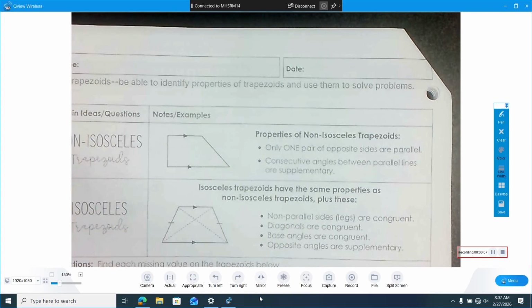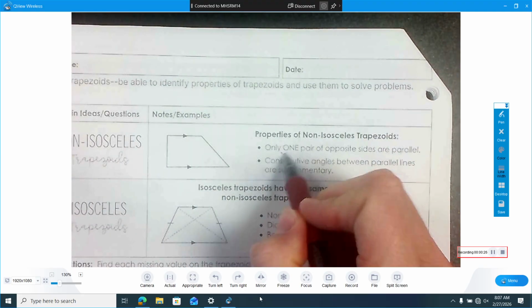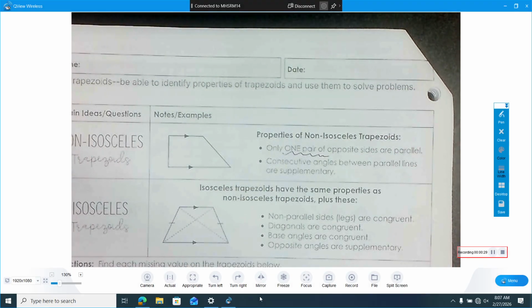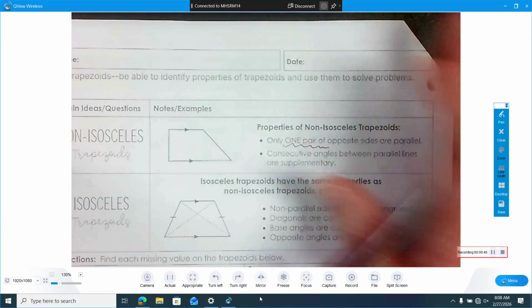We were talking about trapezoids today. Trapezoids are not part of the parallelogram universe. Parallelograms have two sets of parallel sides, but trapezoids only have one pair of parallel sides. So they are a separate thing, okay? Still a quadrilateral, but not part of the parallelogram group. These are extra special quadrilaterals.